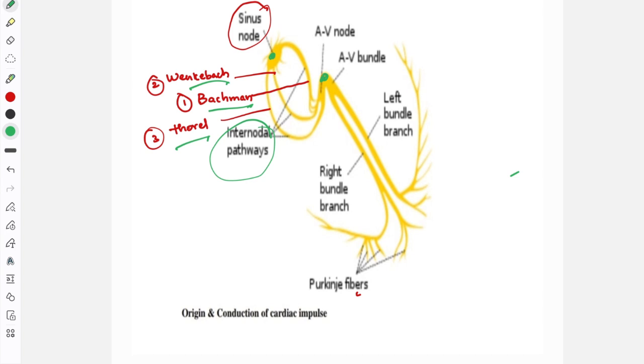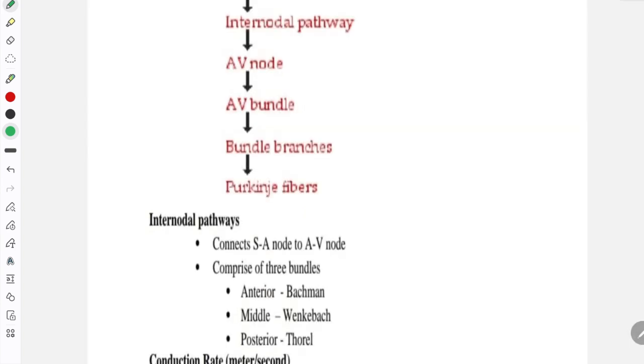From the AV node, the impulse reaches the AV bundle. This is the region of the AV bundle. From the AV bundle, there is branching into the right and left bundle branches. So there is conduction of impulse from the AV node to the AV bundle and from the AV bundle to the right and left bundle branches. Further, these branches are divided into Purkinje fibers. The smaller fibers which we see here are the Purkinje fibers. So this is the entire origin and conduction of the cardiac impulse. So this is the pathway.